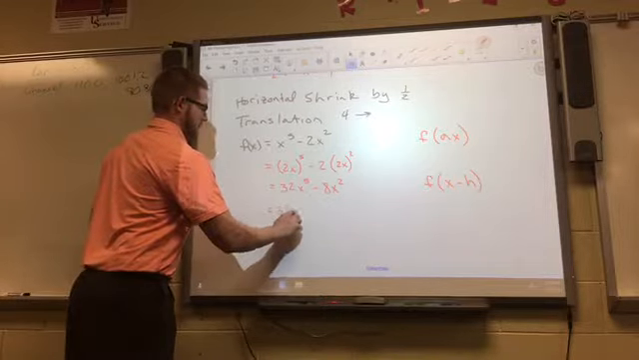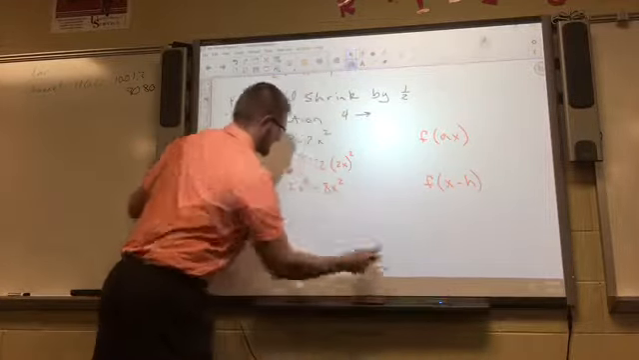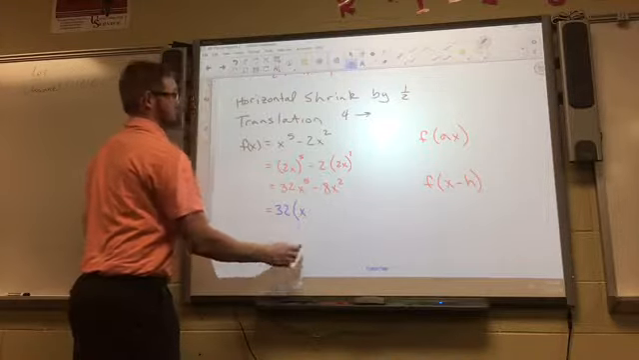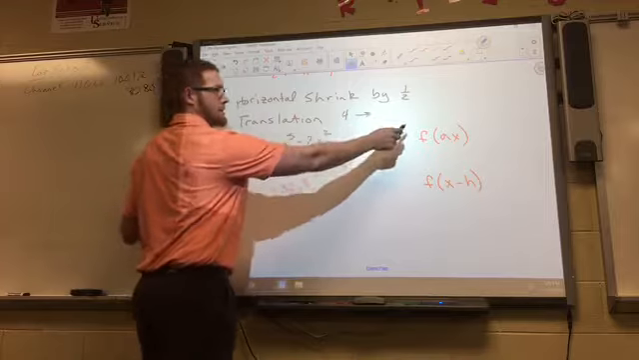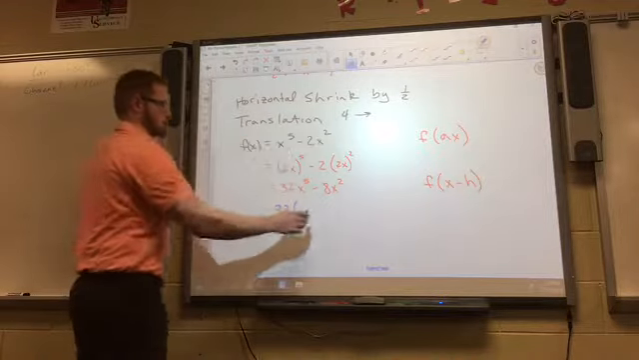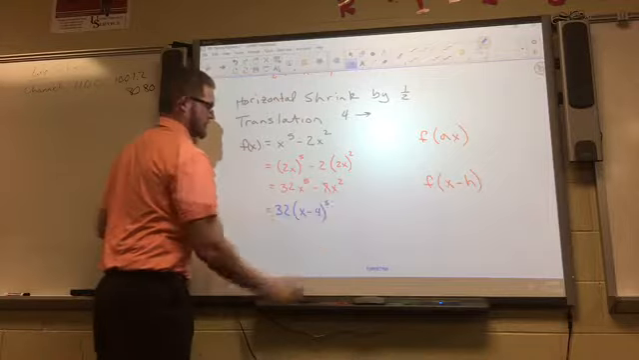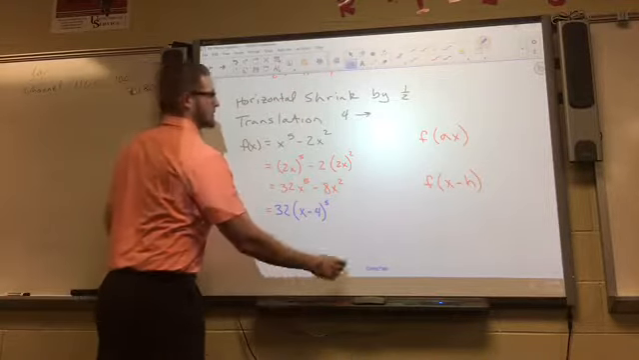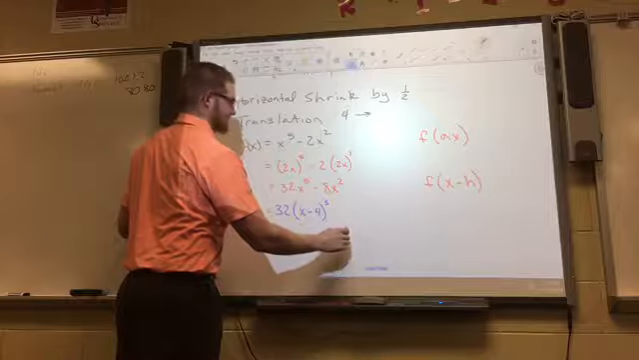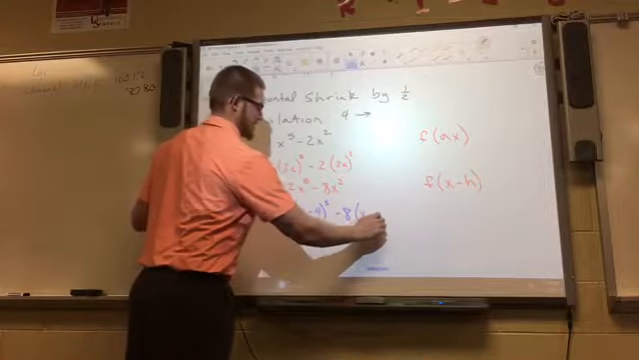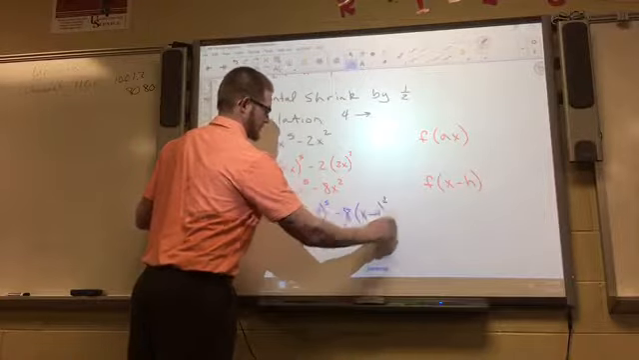I have 32. Let's do a different color. 32. And then I have x. And going to the right is positive, right? So it's actually going to read x minus 4 to the 5th, minus 8 x minus 4 squared.